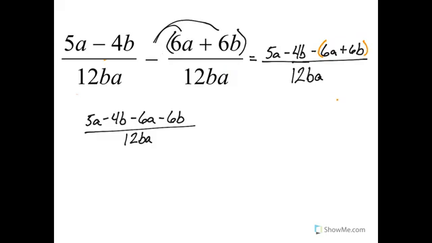All right, we were given common denominators, there they are. So now we are going to combine like terms. Well, I see A's, that makes a negative A. And I see B's, which together are going to make a negative 10B.